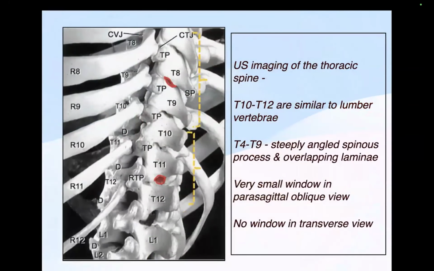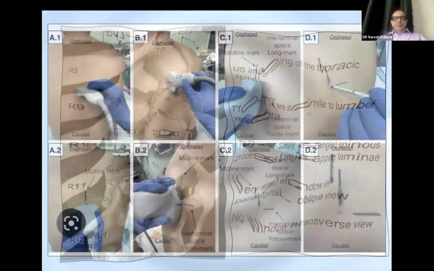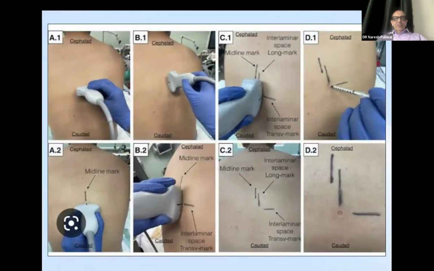Ultrasound imaging of the thoracic spine. T10 to T12 are similar to lumbar vertebrae. T4 to T9 have steeply angled spinous processes. There is a very small window of the parasagittal oblique view. There is no window in the transverse view. This is how you can do ultrasound in the transverse view, and in the sagittal plane, the parasagittal oblique view.